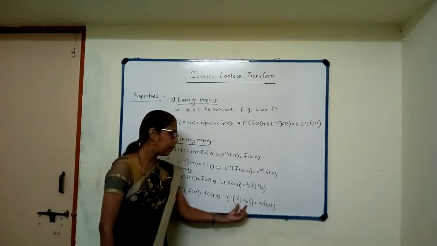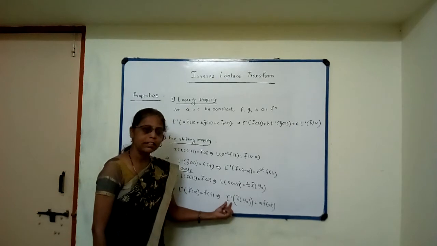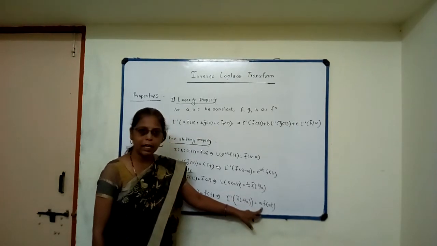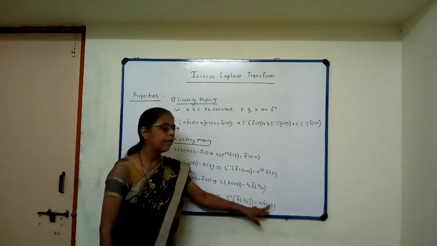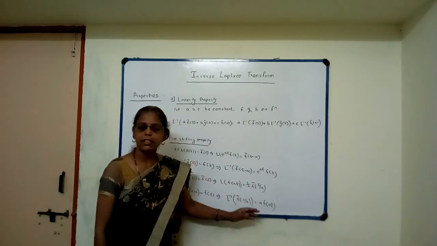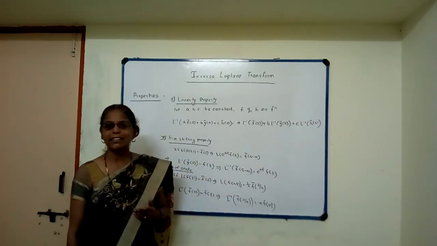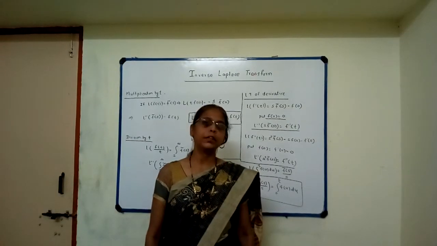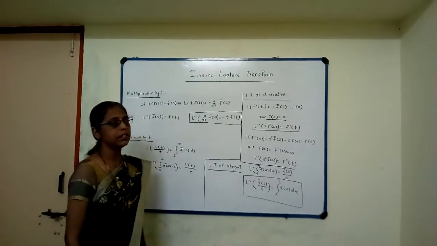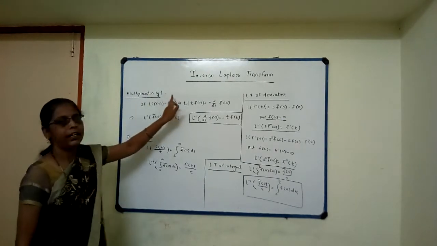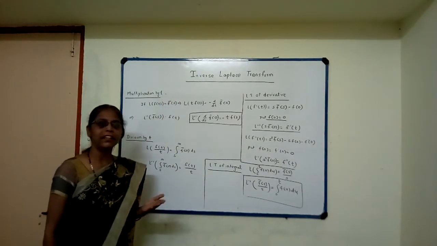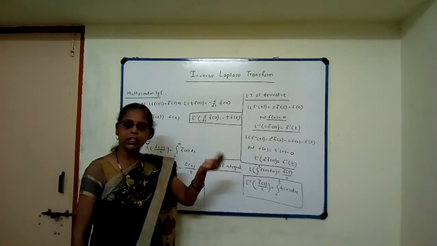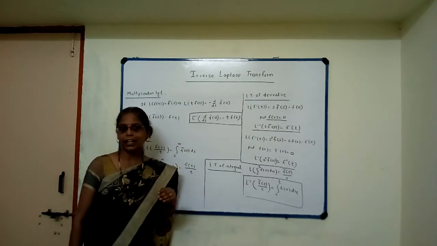Since there is a f bar of s by a in Laplace inverse, its answer by using change of scale property is a f of at. That is the third property of inverse Laplace transform. Now next formula for inverse Laplace transform is multiplication by t. तर लॅप्लासचा मल्टिप्लिकेशन बाय टी चा जो फॉर्म्युला आहे त्याच्यावरूनच आपण इनव्हर्स लॅप्लासचा फॉर्म्युला डिराइव्ह करणार आहे.